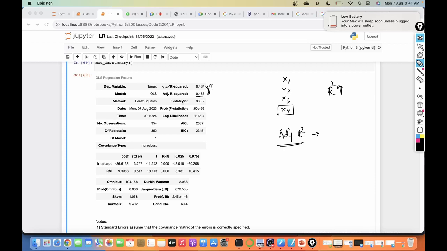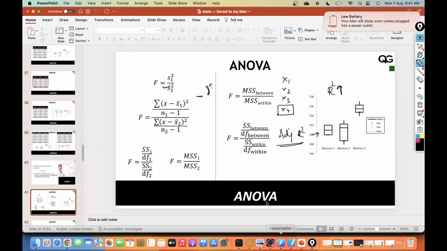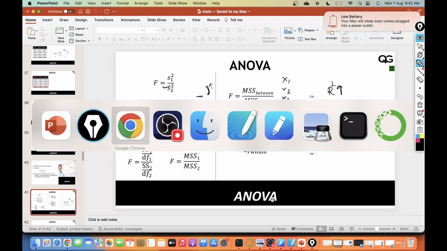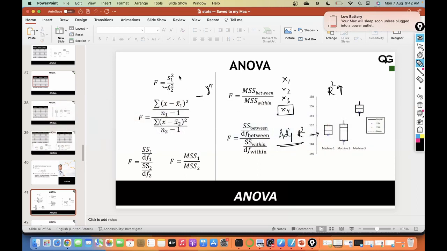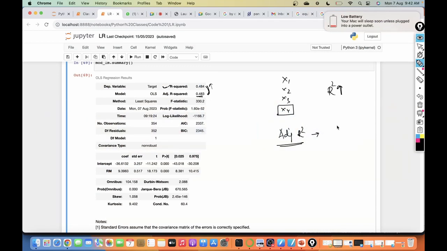Remember, we have seen those things, the formulas also, right? Now adjusted r square is done. Now we'll see the f statistic.